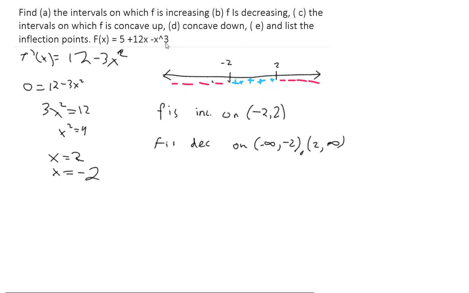Now for part C, we need to determine concavity. We can determine concavity with a second derivative. So all we need to do is take another derivative of f prime of x. So now we have f double prime. Derivative of 12 is 0. Derivative of negative 3x squared is going to be negative 6x.